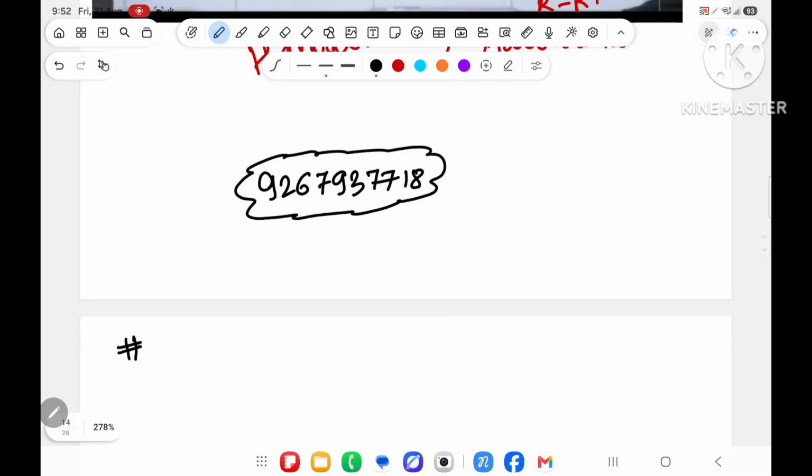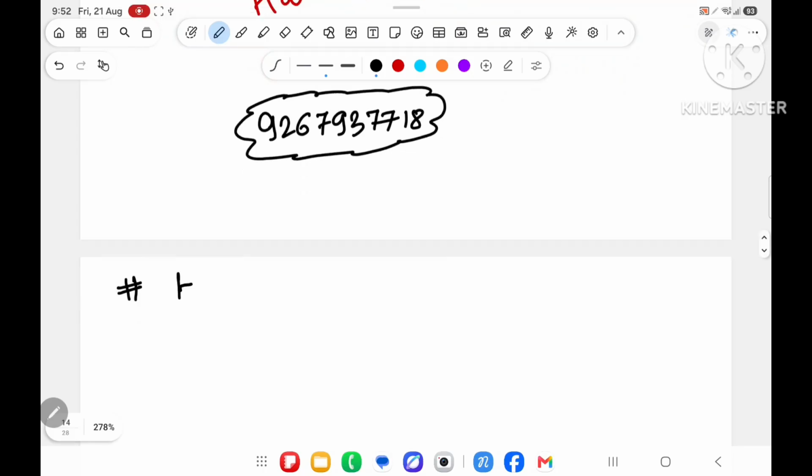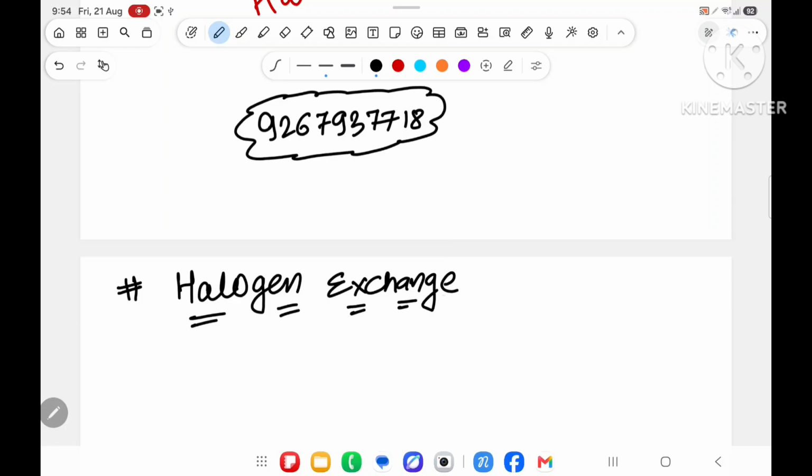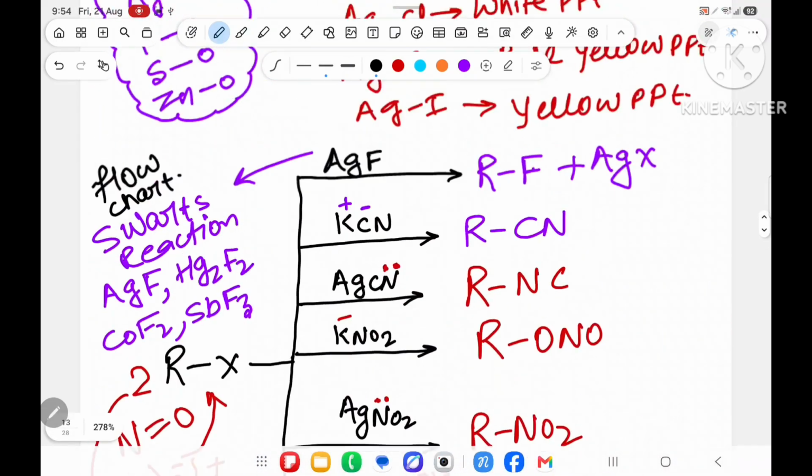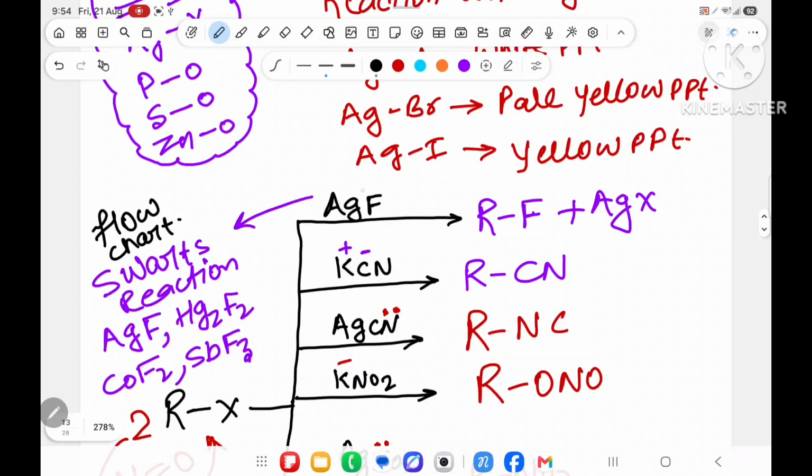Okay sir, understood this. Now we will have the next part of the topic, that is called halogen exchange. In halogen exchange, you have already seen one reaction. Halogen exchange has two reactions: one is the Swarts reaction and one is the Finkelstein reaction. The Swarts reaction you have already seen over here, the AgF type.